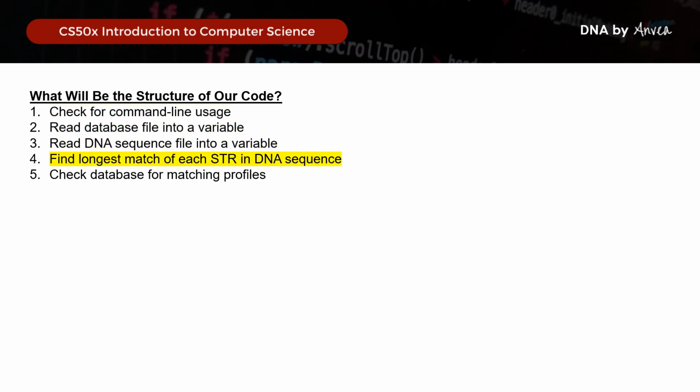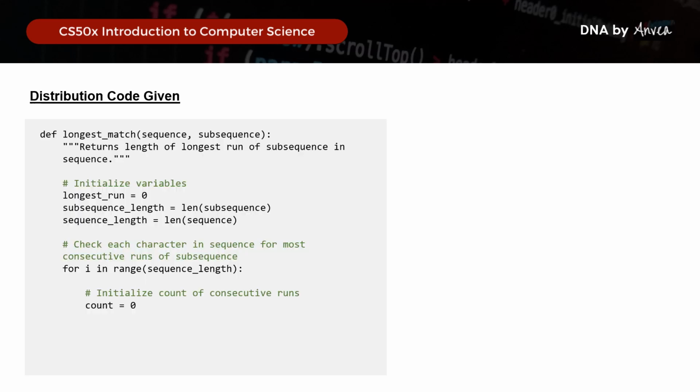So moving on, what we need to do is to find the longest match of each STR in the DNA sequence. And to help us with this, the distribution code containing the function called longest_match will be used. What this does is it will return the length of the longest run of a subsequence in the sequence that we have. That is, it will return the longest consecutive run of the STRs we are looking for. So let's understand how this function works.